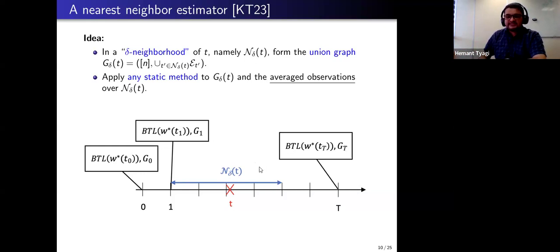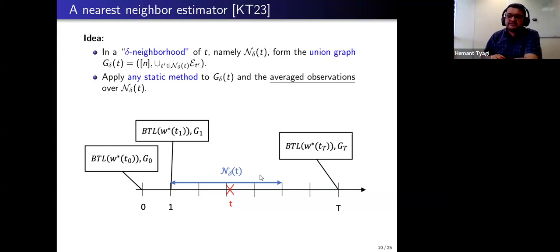And then in this neighborhood, you simply aggregate your data. So you form the union graph G delta, which is the union of all the edges of all the graphs here. The vertex set is the same, but you take the union of all the edges of the graphs appearing in this window, make a single graph G delta t, and then you apply any static method to the union graph on the averaged observations in this neighborhood. For each edge appearing in the union graph, you simply average the observations appearing in this window, and you apply any static method. And in our case, we will apply rank centrality.